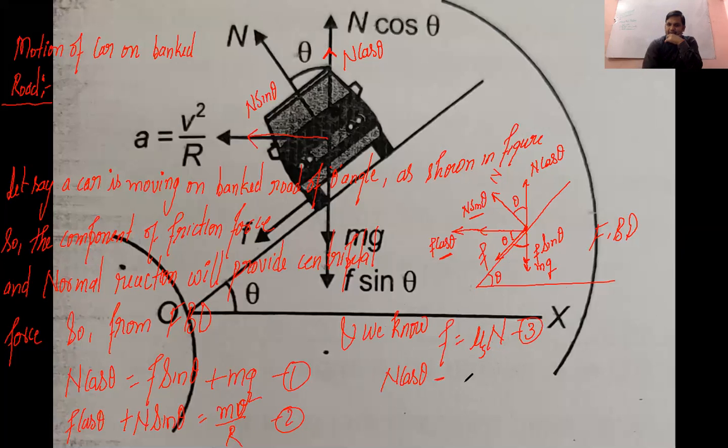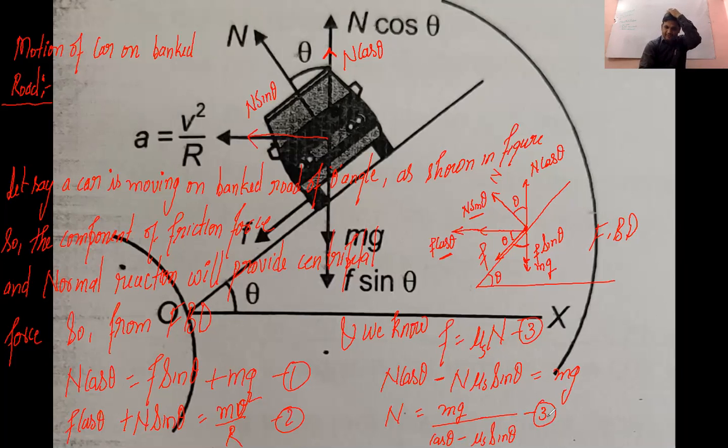So this will be N mu s sin theta is equal to mg. So from here you can write the normal reaction as mg upon, we can take N common from here, cos theta minus mu s sin theta. This is our fourth equation.